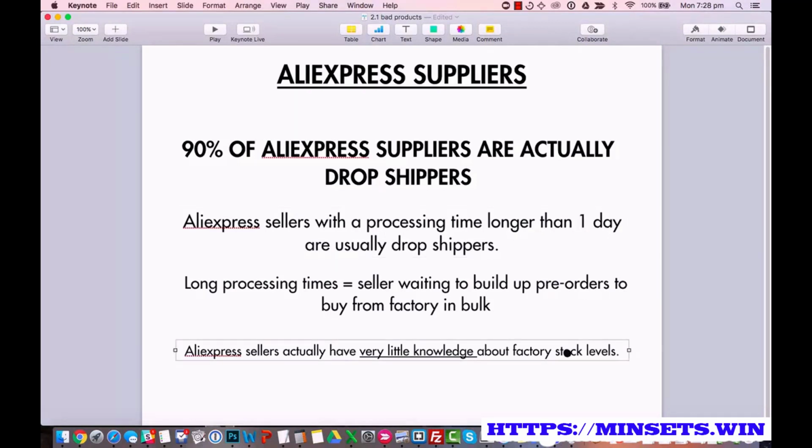And in saying that, when you're asking Aliexpress sellers about their stock levels, they usually will lie and say, oh, we have plenty of stock. Or sometimes I'll message Aliexpress sellers and say, hey, can you handle 50 to 100 orders per day? And they'll say, yes, we can, that's fine. And then a day later, their product will go offline. They'll say, oh no, we don't have any stock. So Aliexpress sellers will literally lie to you straight up because they don't actually know how much stock is in the factory.